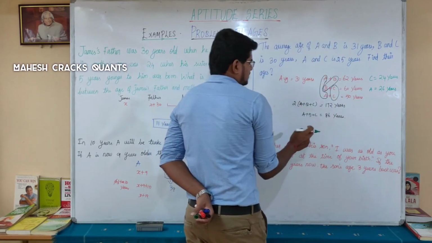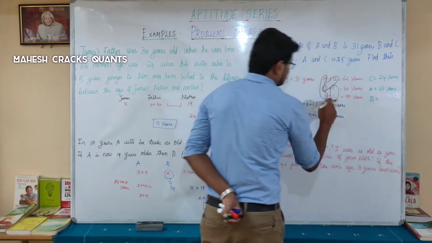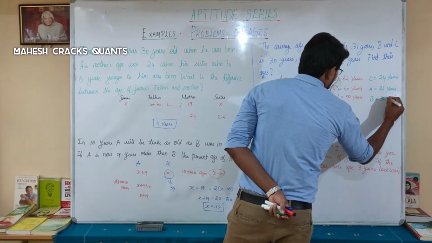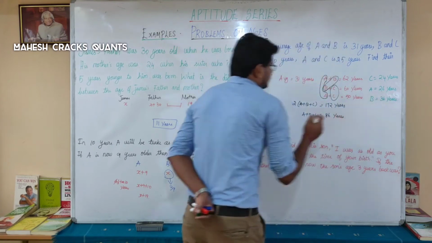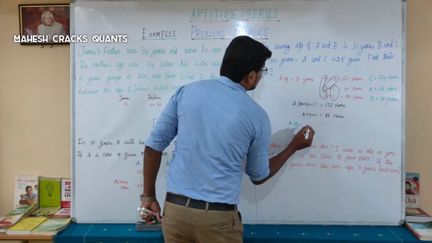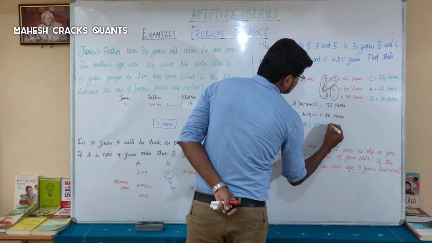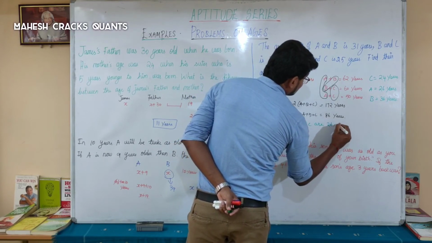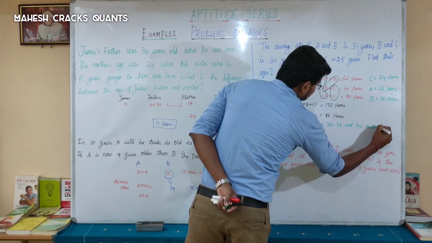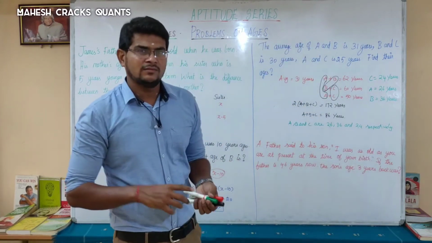And then A plus C is 50 years. So we will get the B value as 86 minus 50, you will get 36 years. Done. So the answers of A, B, C, their ages, are 26, 36 and 24 respectively. So that's it. We'll move on to the next question.